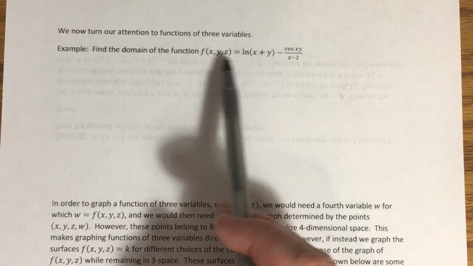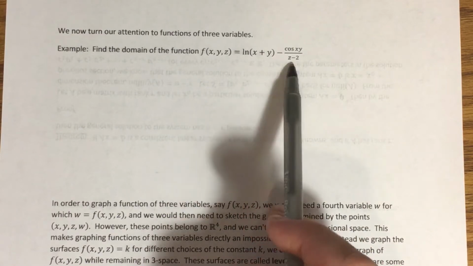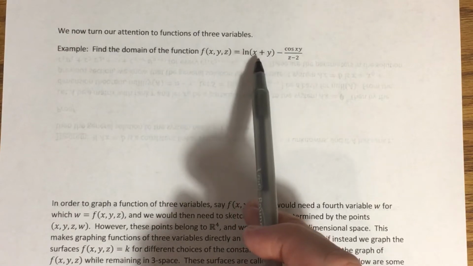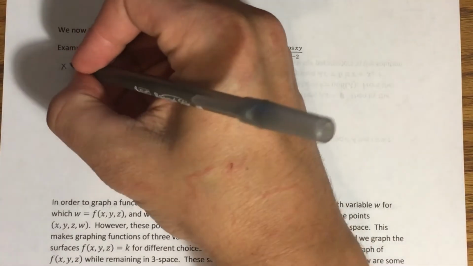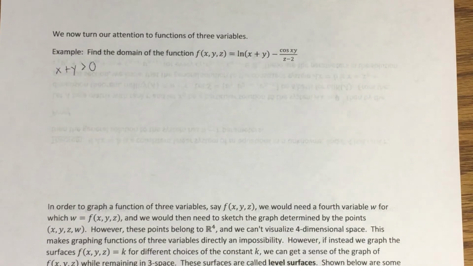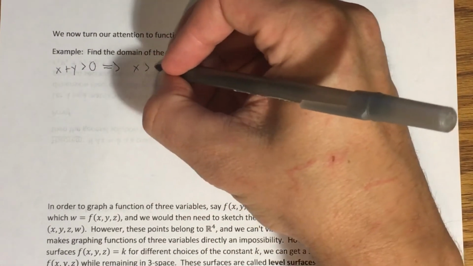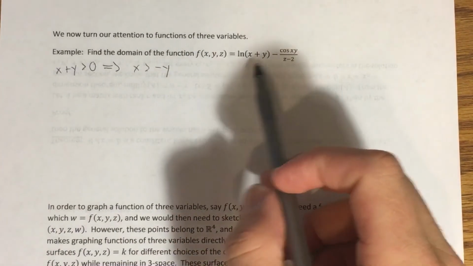So for finding the domain, we want to look for any restrictions that are implied by this expression. Starting with the natural log, I know that I can only take natural logs, or any log for that matter, of positive numbers. So that implies that x plus y here has to be greater than 0. Or equivalently, I can say that x has to be greater than negative y if I solve that for x. Okay, so that's a restriction that's necessary in our domain here. What else is a problem?